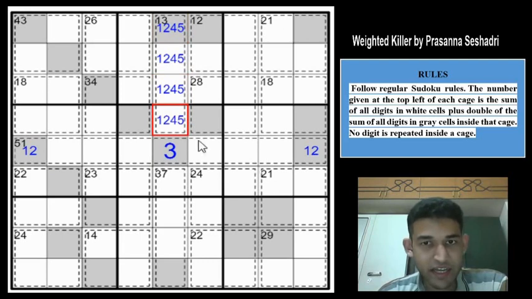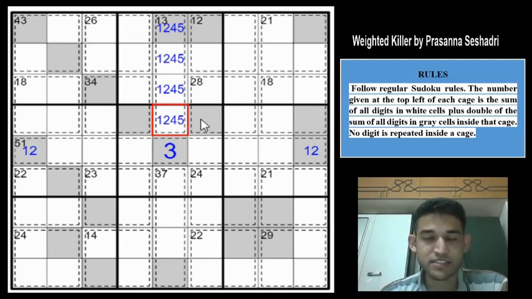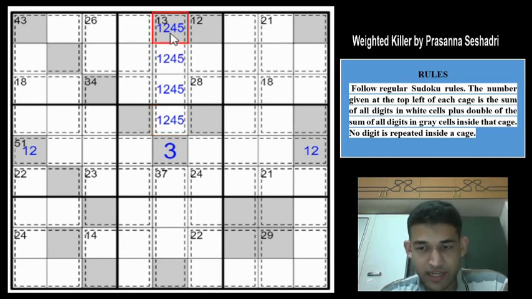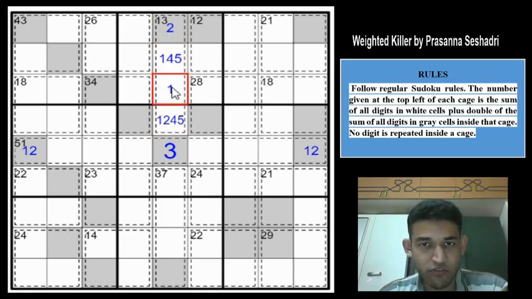Now, as I said earlier, when you put the minimum possible values inside a cage and you reach the total, plonk, that should be the only possible digits inside the killer cage, right? So you have 1, 2, 4, 5. Let us see if we can satisfy this total by putting 2 here. If you have a 2 here, these 3 digits must be 1, 4, 5 in some order, right?